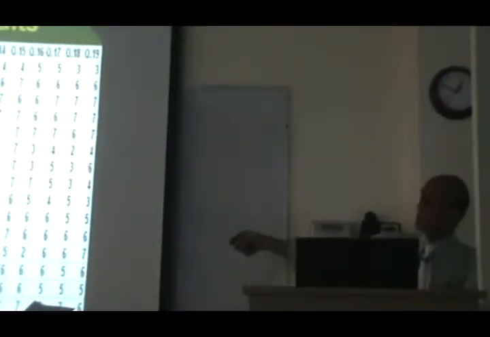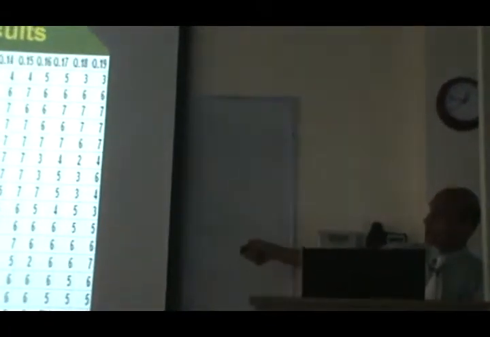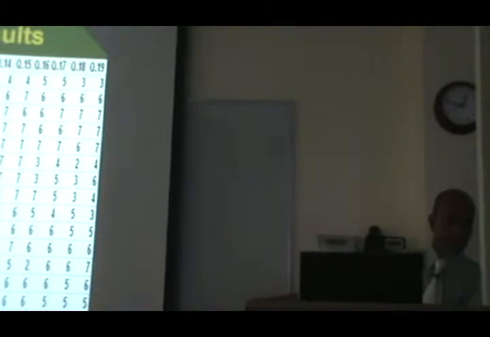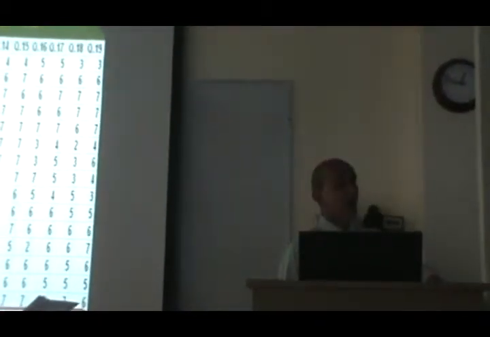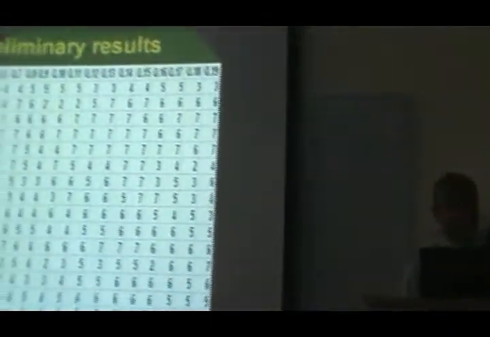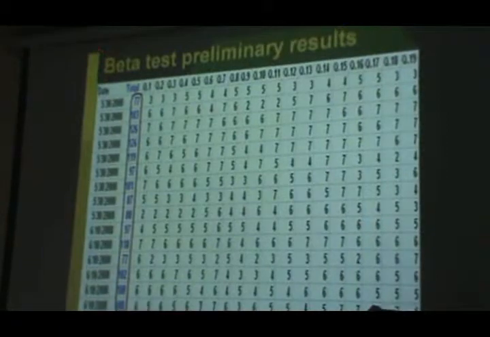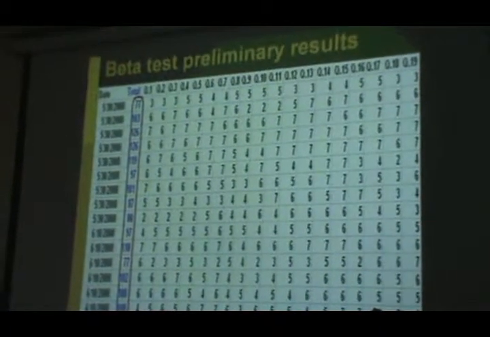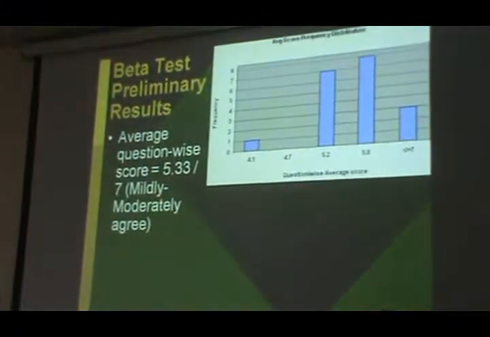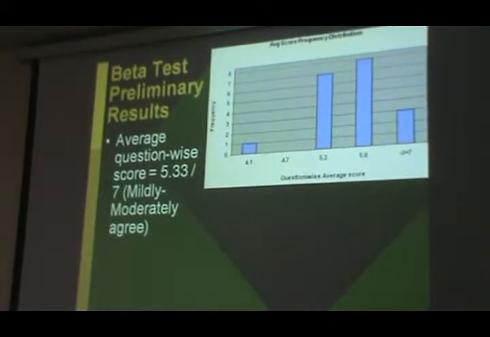So there's only 15 students here. This one gives the total score. And this last row gives the question-wise average score. Remember, the average score is out of maximum 7, and this is out of a maximum of 133. So keeping these two figures in mind, let's see what the test results were.